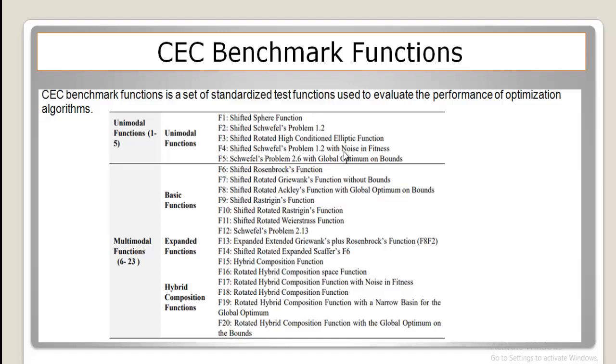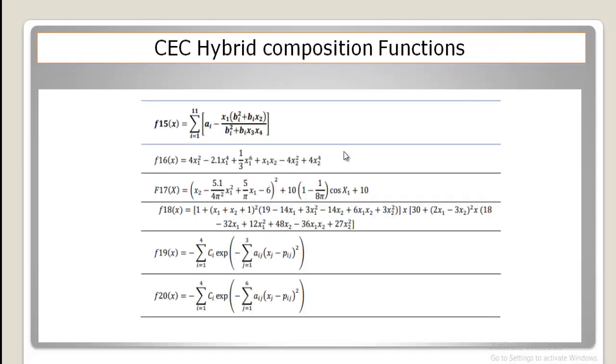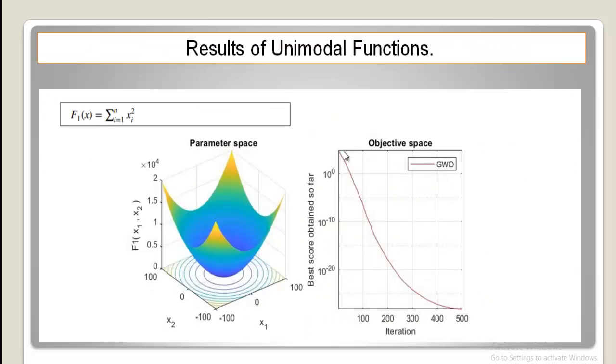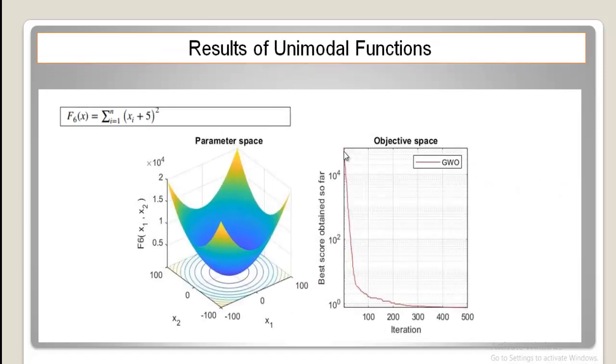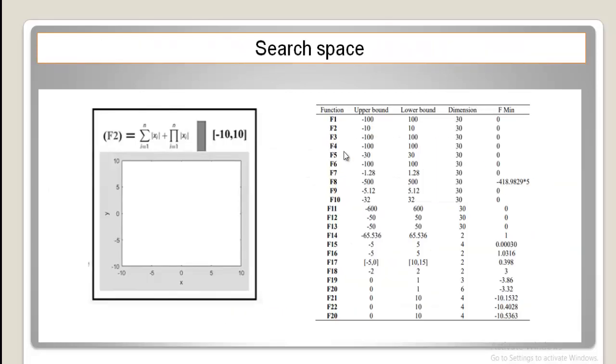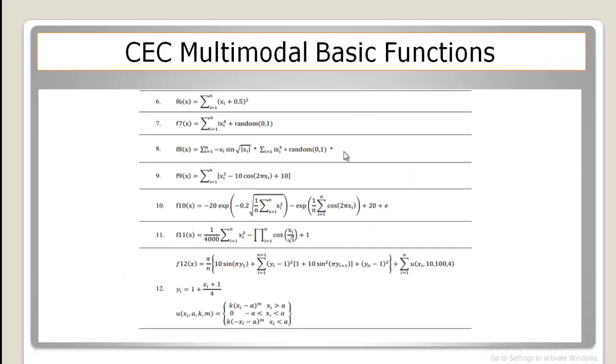The unimodal functions have a single optimal value. They are used to test the exploitation ability of the optimization algorithm because there is only one peak. The multimodal basic functions, this category includes functions that appear more complex than the unimodal functions, which have multiple local optimal values, but are not as complex as the next equations and functions.